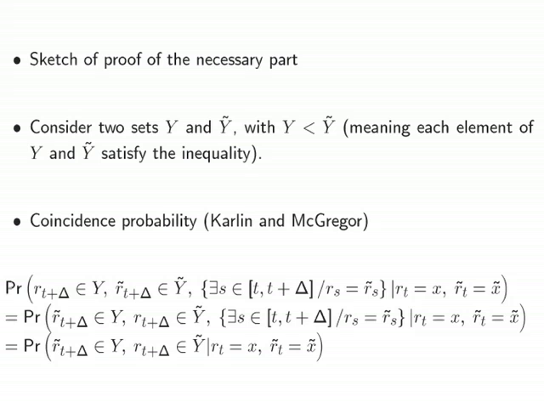So I'm just going to give you a brief sketch of the proof of the necessary part. That will be the only proof I will show, but it's such a neat, simple proof that I think it's interesting to look at. So let's consider two sets, y and y tilde, with every element in y less than every element in y tilde, and those are the forward state values for the process. And let's calculate the joint probability that r is in y, r tilde is in y tilde, and there exists a coincident state, S, between the two, given where we started. Right? So let's calculate that joint probability.